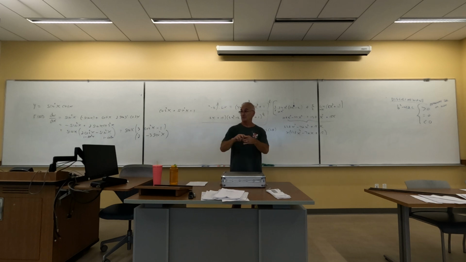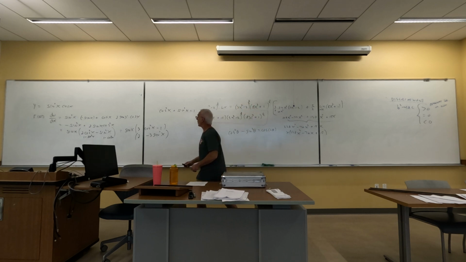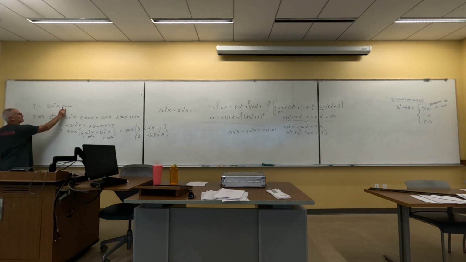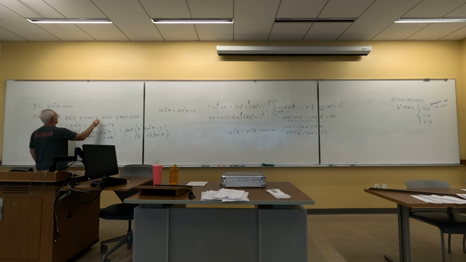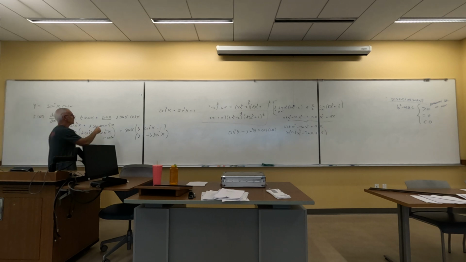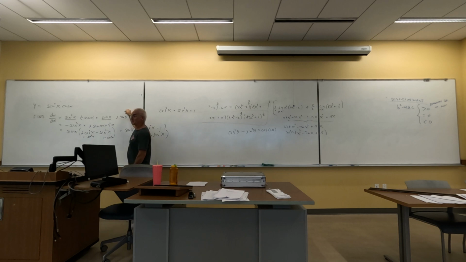All right, yes. I have a question from the beginning. Where did you get the 2 sine x times cosine x at the end? First times derivative of second, second times derivative of first. Well, this is function squared. So what's my derivative? Thing squared. So what is it? 2 times the thing to the first power, times the derivative of the thing.